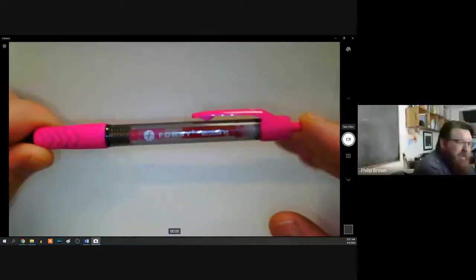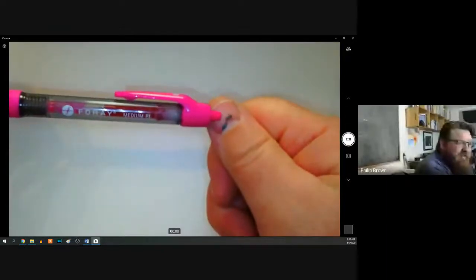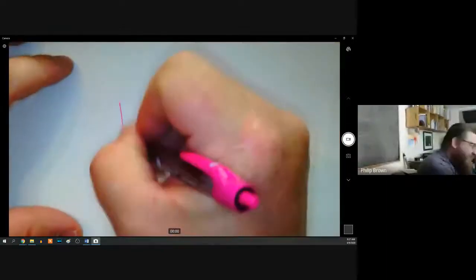So let me get my document camera started here. I wonder if this wonderful pink pen will work. Look at that. That's beautiful. And look at that. Isn't that horrible? I don't even know how I did that. Sad story.